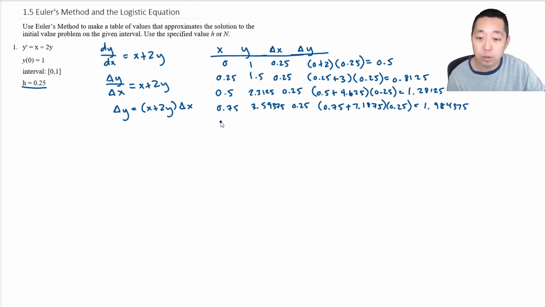And now we do it one more time. We get x equals 1.0, add this to y, 3.59375, add my delta y, and get 5.578125. And that's my answer because they wanted us to use the table up to x equals 1. And so this would be my y value, the approximate solution to the differential equation at 1. Okay.